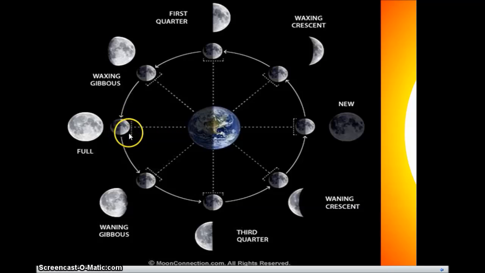Then the moon moves into this position here, where here we are on Earth, and we look up at the sky, and we can see the full half of the moon that is facing us is illuminated now. So we look at the moon and we see all of it being lit up like this, and we call that a full moon. And we are 1/2 of the way around the cycle now. We're about 14 days into our cycle.